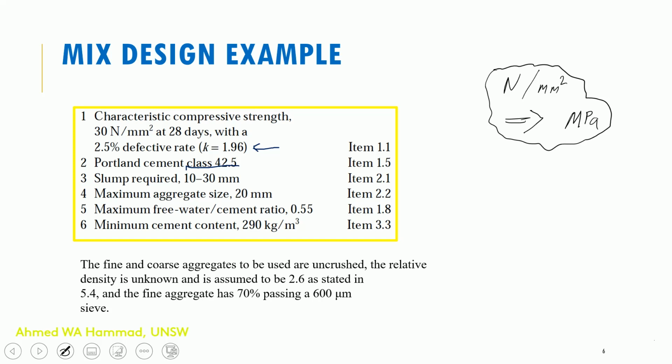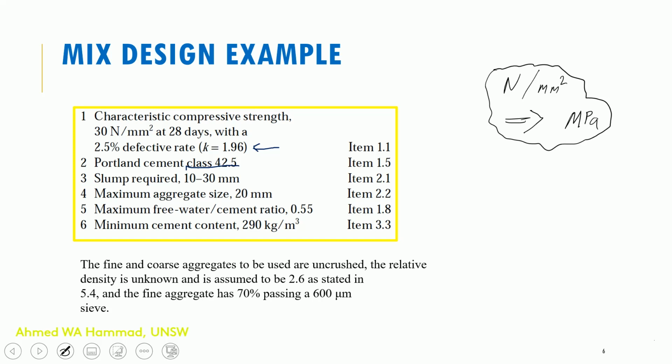Point number 3 is the slump that's required, and that's specified again by the client to be between 10 to 30 mil. And then you have the maximum aggregate size as 20 mil. The maximum free water to cement ratio is specified as 0.55. And then finally, the client specifies that the minimum cement content is going to be 290 kilograms per meter cubed.